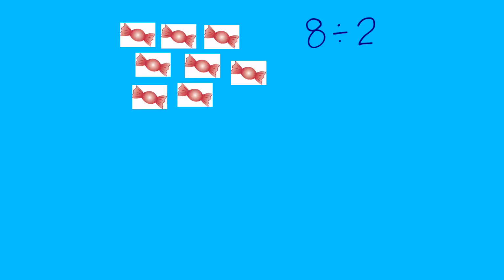So, the dividing sign means to share. 8 shared between 2 people. Now, whenever I share, I have to share fairly. I have to make sure that everybody has the same amount. So here I have my 2 people, and I'm going to share my 8 sweets equally between them.